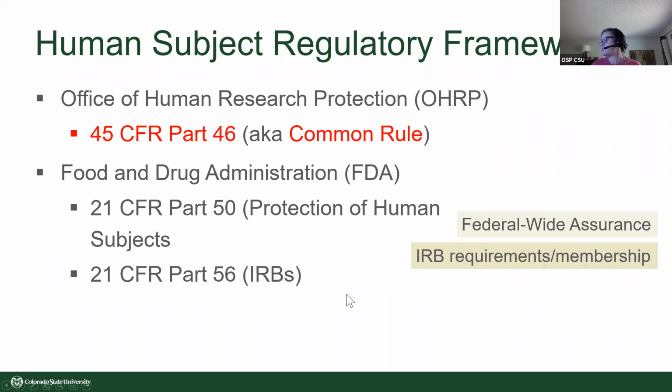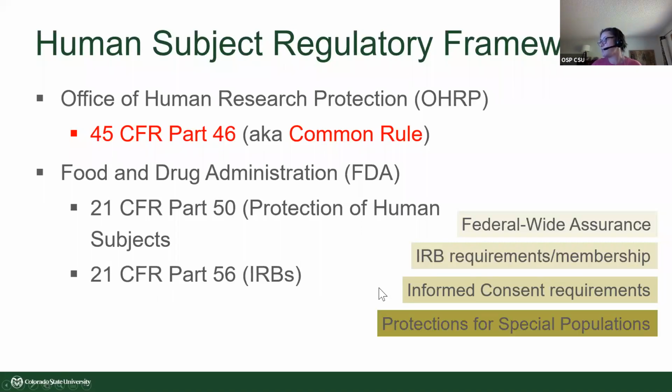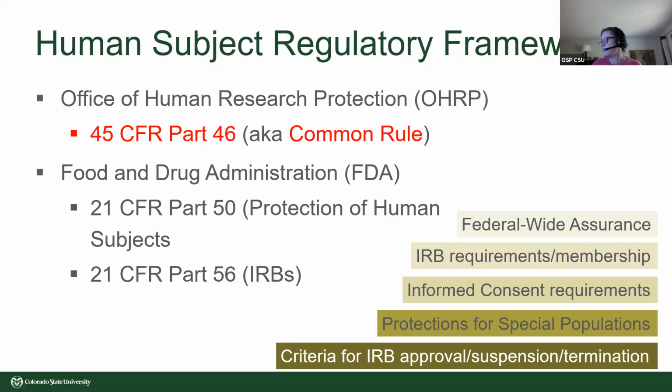Okay, and I already mentioned federal-wide assurance. We're going to talk a little bit more about that in a minute. We get our federal-wide assurance number from OHRP. Also, the requirements for our institutional review boards and membership and review, and our informed consent requirements, all of this comes down from these regulatory agencies, and we'll talk a little bit more about those. We're going to talk about all these on the next slide.